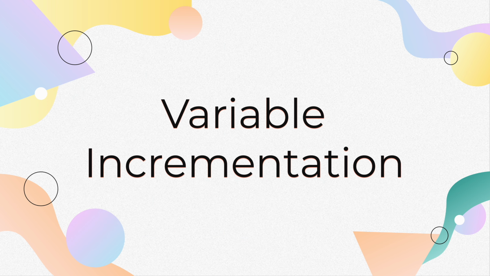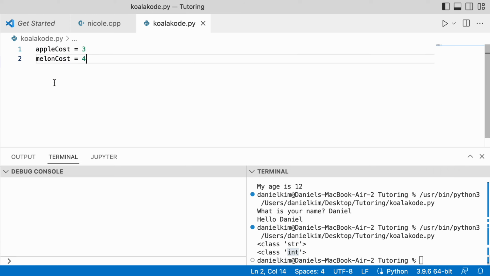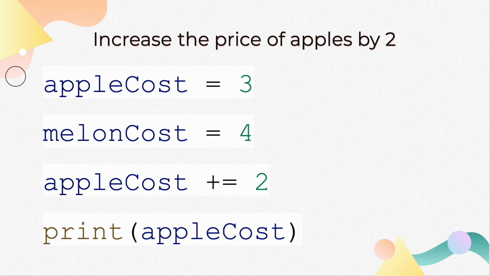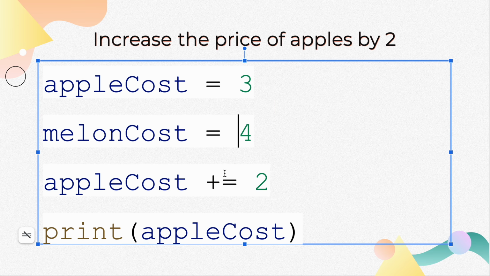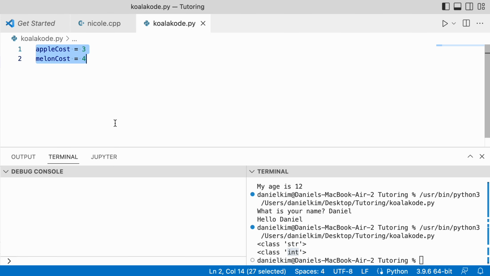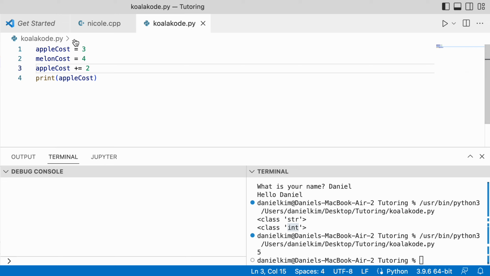Let's take a look at variable incrementation. Let's say that the cost of fruits is $3 and $4. So the cost of apples, or apple cost, will be $3 and melons will be $4. Let's say that a greedy man comes and increases the price of apples by $2. Then let's see what we get. We can use the plus equal sign to actually increase a variable. So if I run this, I see that apple cost, which was 3, we added on 2 to it, so we get 5 now.